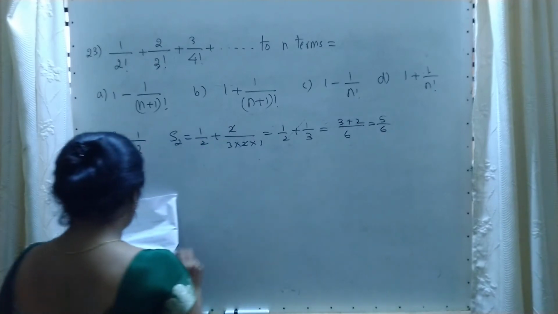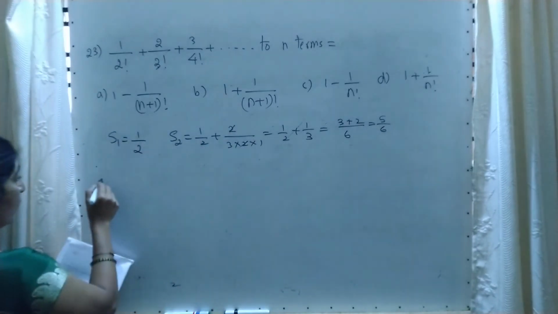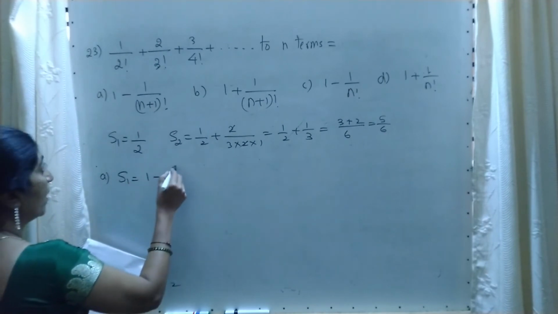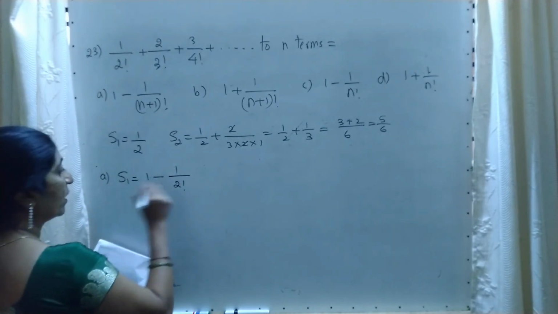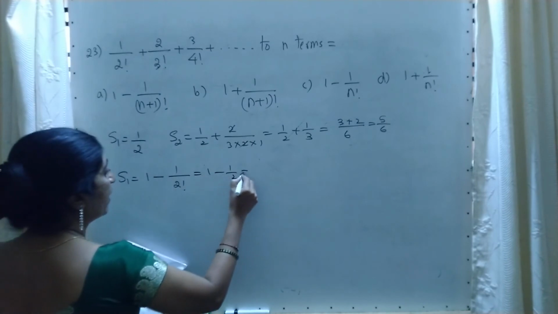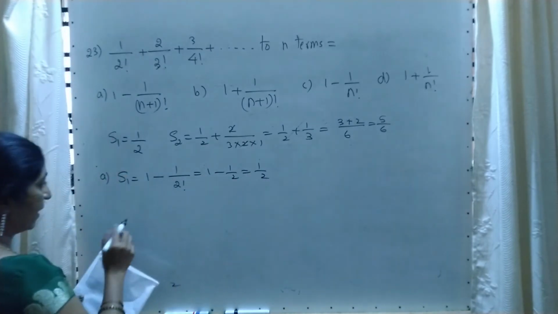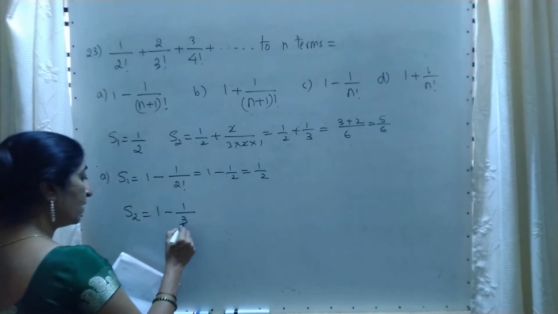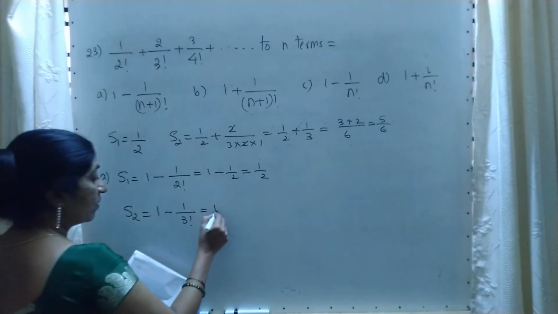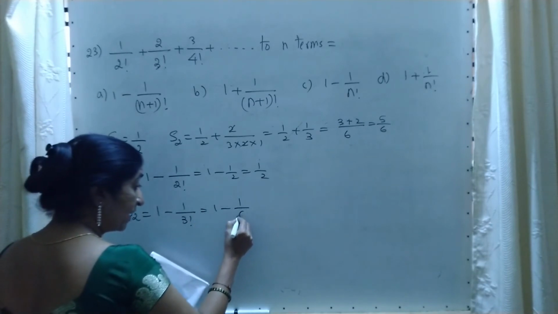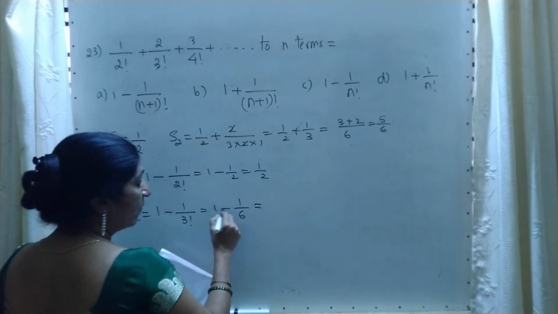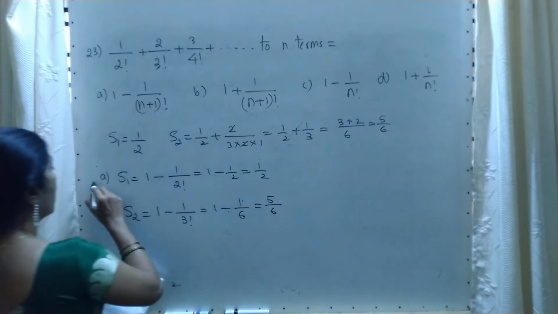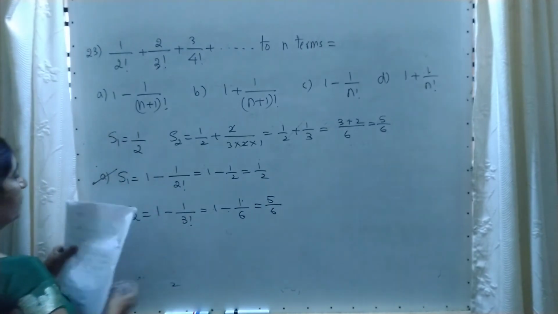Now moving to the options one by one. First one. What is S1 from the first one? 1 minus 1 by 2 factorial. That is 1 minus 1 by 2, which is 1 by 2. That is tallying. Second one, S2: 1 minus 1 by 3 factorial, 3 factorial is 6. 1 minus 1 by 6. Take the LCM, your answer will be 5 by 6. So the answer is the first one, A.